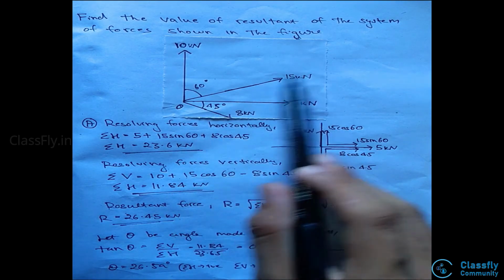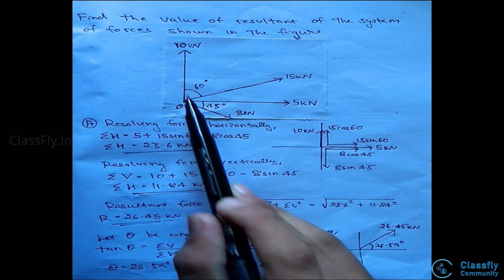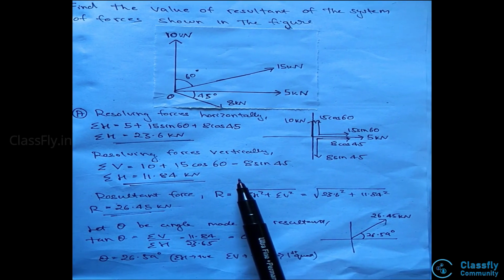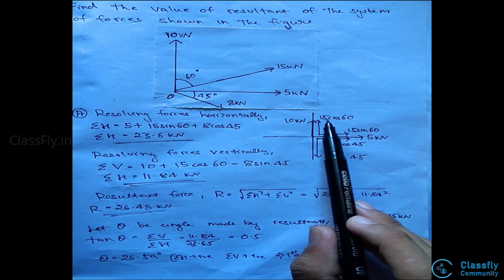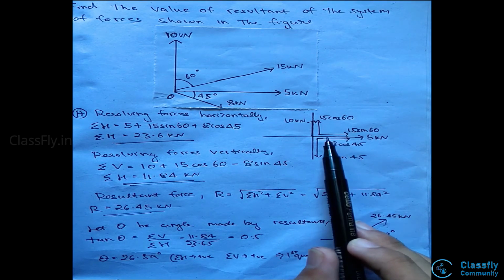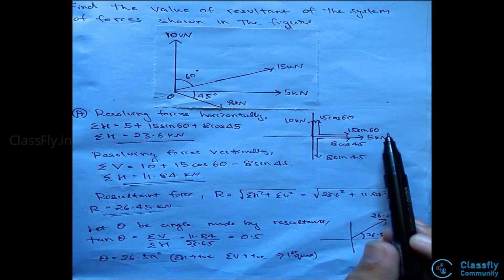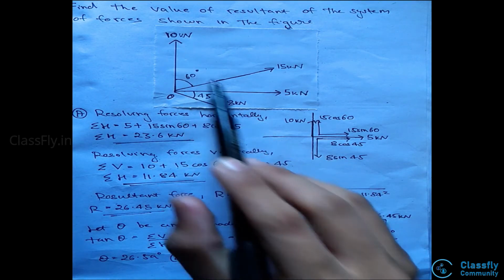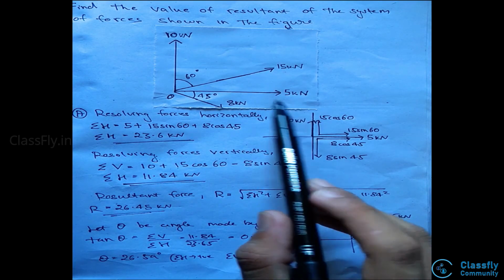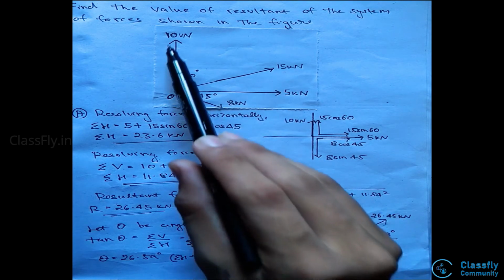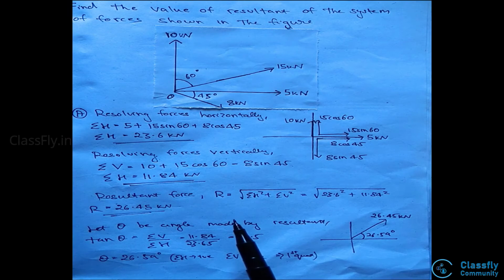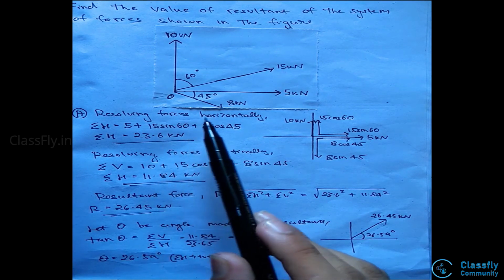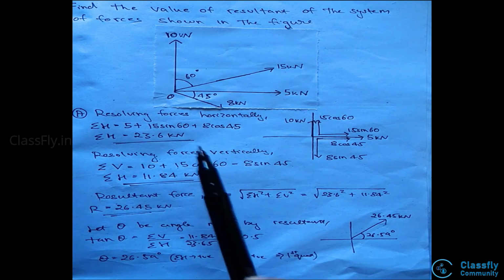Considering the 15 kilonewton force, here the angle is made with the y-axis. Hence y-axis is taken as the cosine component, that is 15 cos 60, and then the x-axis will be taken as 15 sin 60. The 10 kilonewton and 5 kilonewton forces are already either horizontal or vertical, hence they are written the same. Now resolving the forces horizontally, that is summing up of all the horizontal forces, i.e.